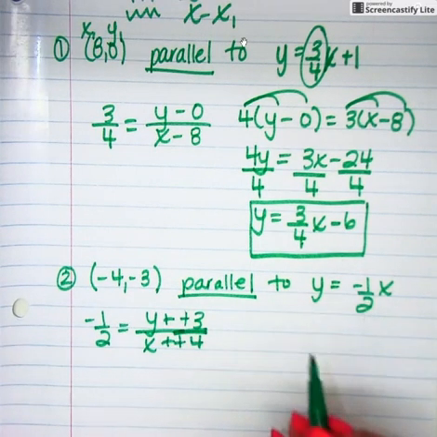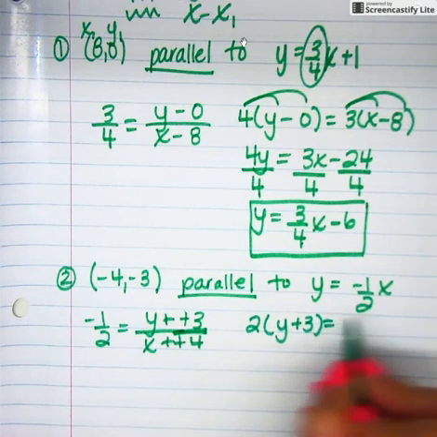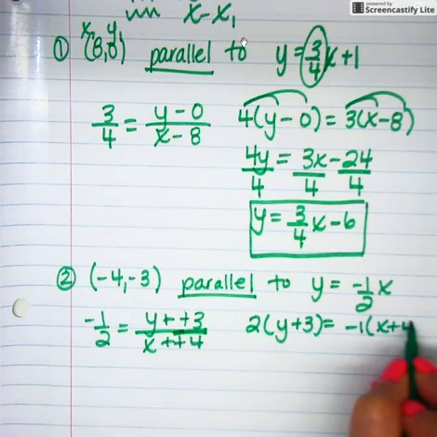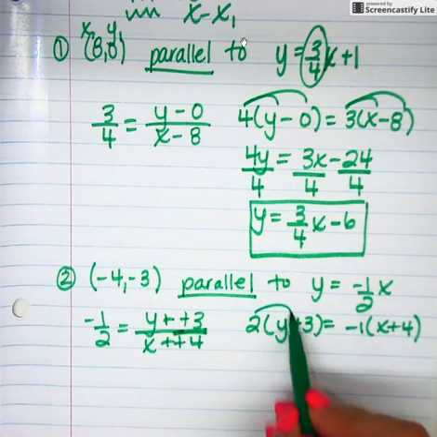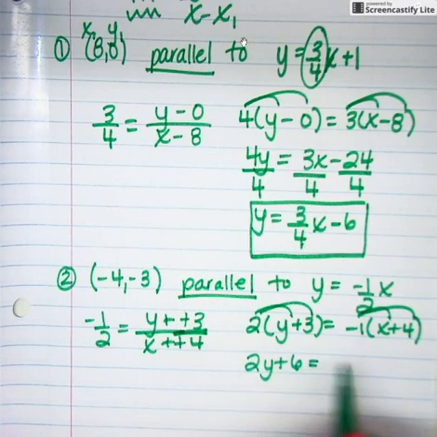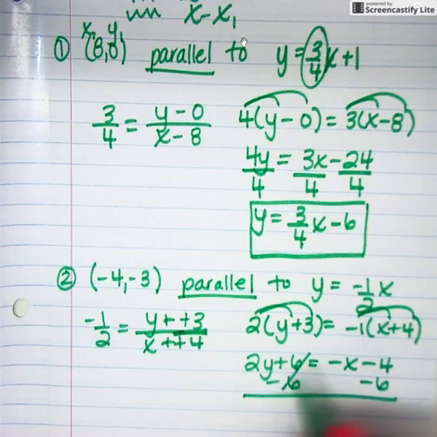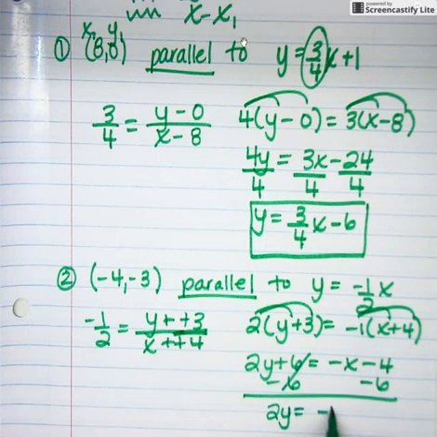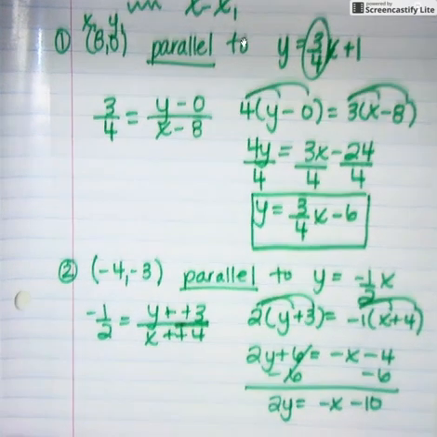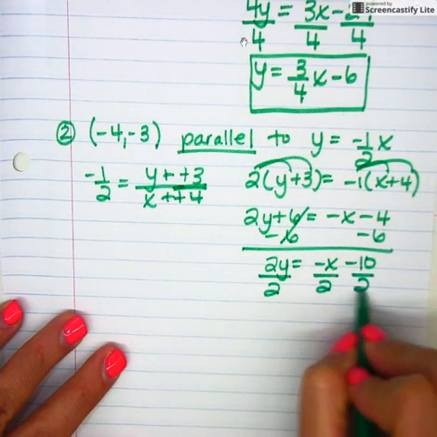And again, since it is slope-intercept form, I'm going to multiply my y first. Distribute. And now our goal is to get y by itself. So the first thing I'm going to do is subtract 6. And then divide everything by 2.